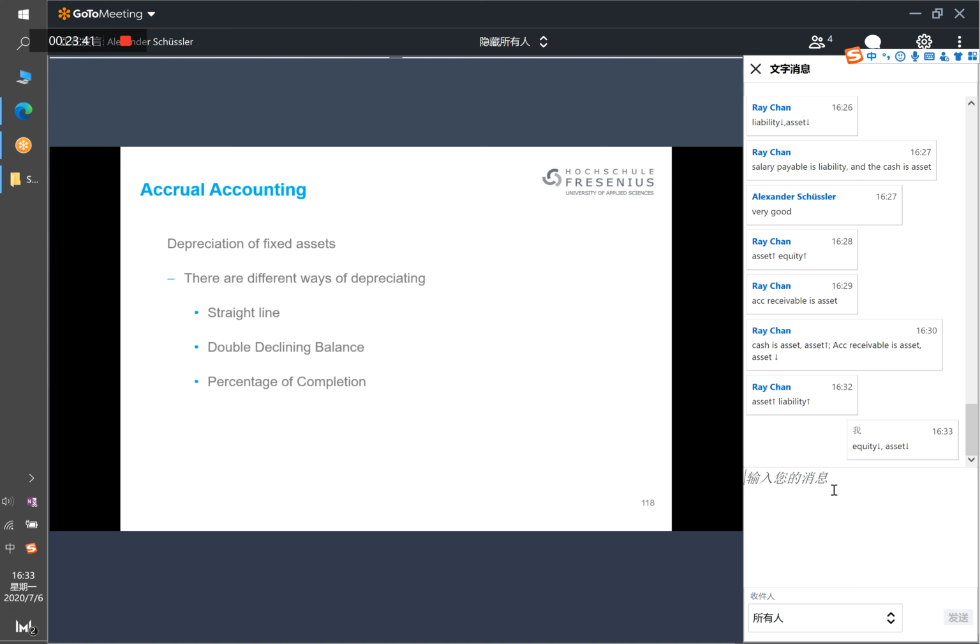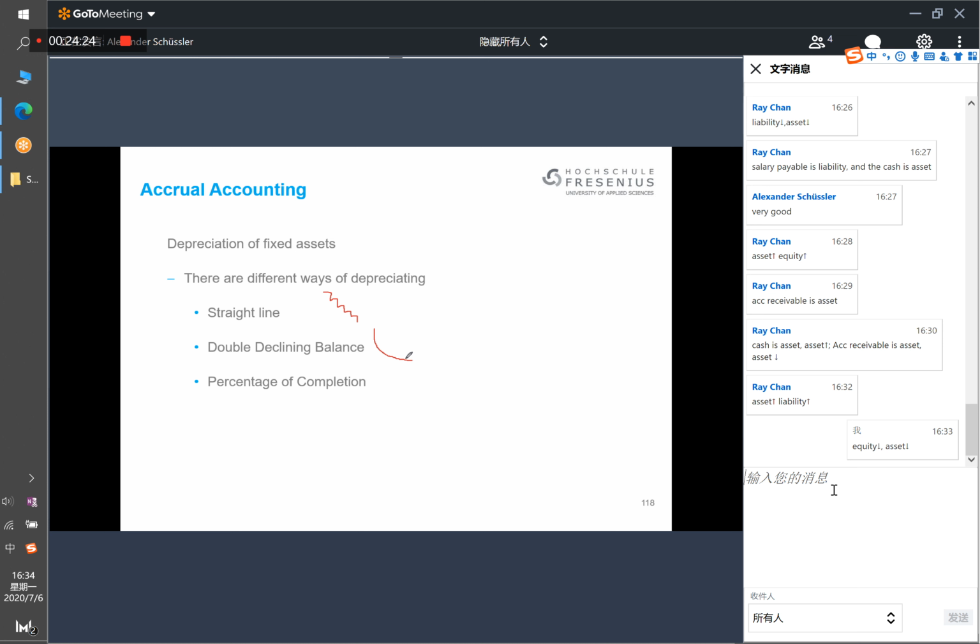Generally, there are three different ways of depreciation. So the first is straight line depreciation. It goes like this. So the same amount in every year, kind of. Double declining balance method is a sort of accelerating depreciation method. So it starts with a higher depreciation per year, and then it kind of levels off.